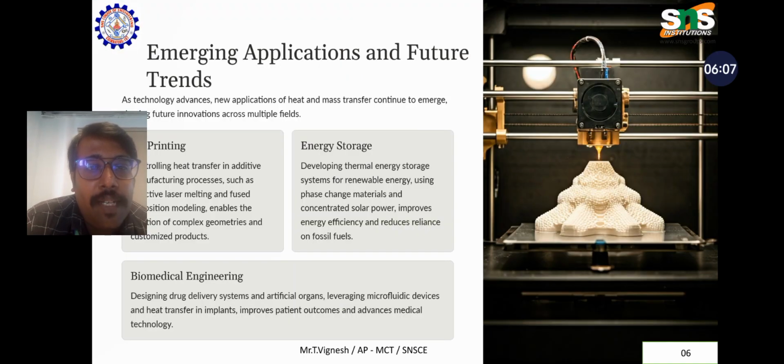Emerging applications in biomedical engineering include designing drug delivery systems and artificial organs, leveraging microfluidic devices and heat transfer in implants, which improves patient outcomes and advances medical technology. 3D printing also has heat transfer applications. Energy storage is very essential if you go for renewable energy systems. Using phase change materials and concentrated solar power improves energy efficiency and reduces reliance on fossil fuels. So these are all the emerging applications where we can use heat and mass transfer knowledge.